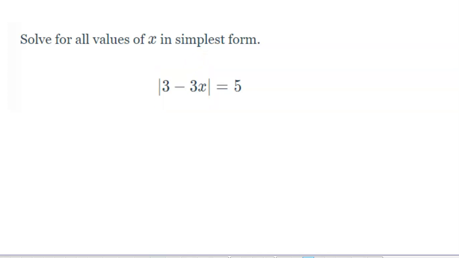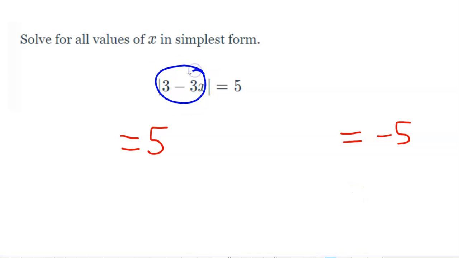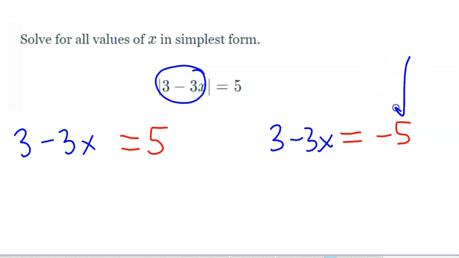Now, in order to remove the absolute value bars, I have to signify that there are two numbers that have a distance from 0 of 5. And that is the number 5 and the number -5. So this quantity I'm going to repeat, but notice my answers are one in each direction. So one positive answer, one negative answer. But the quantity inside the absolute value bar stays the same. Now I can solve both my questions.